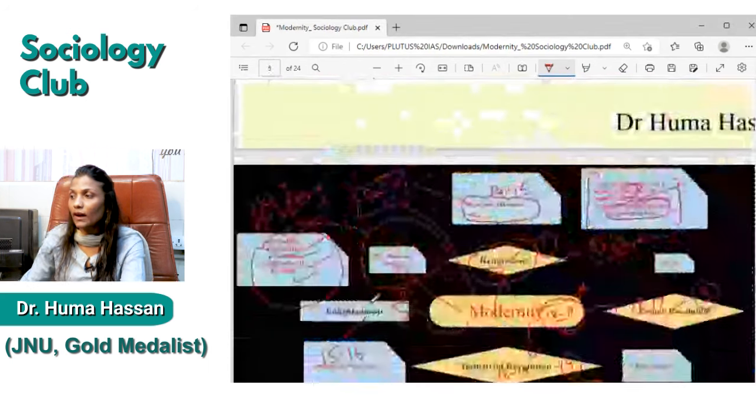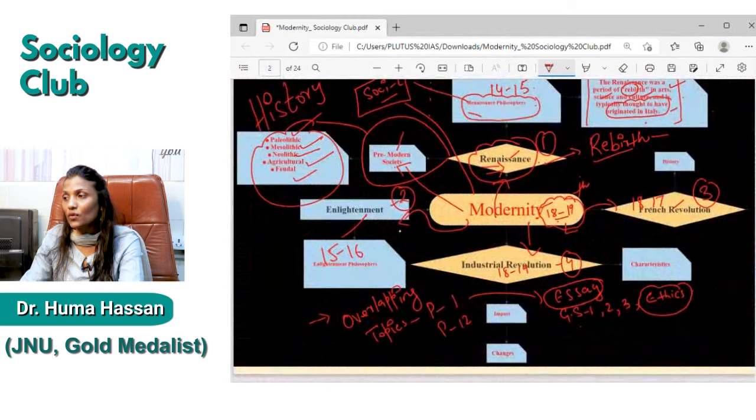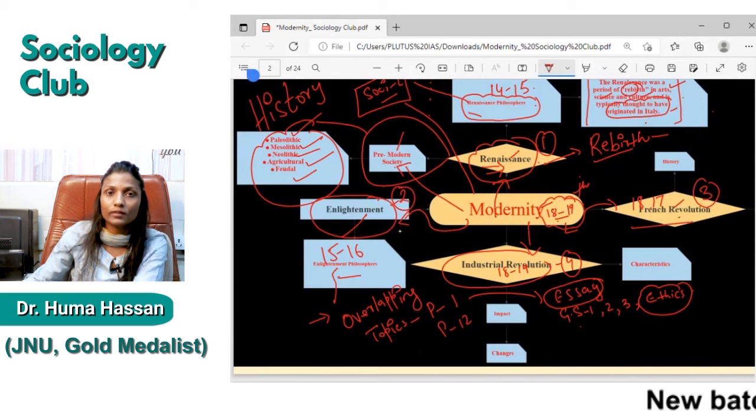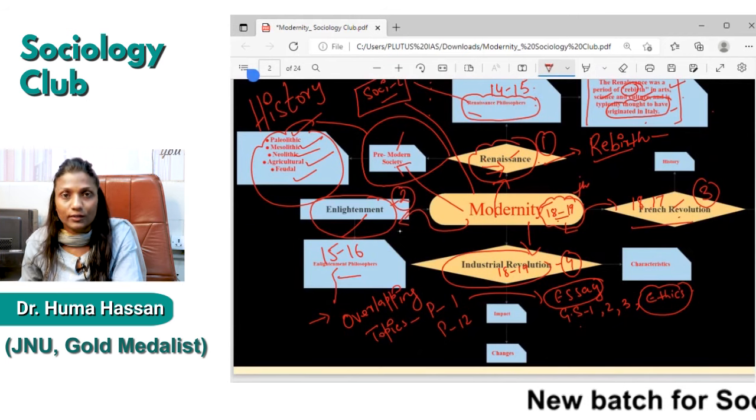Similarly, the way you have divided Renaissance, you need to divide Enlightenment. You also have to divide the French Revolution and the Industrial Revolution. And here you must write, okay, these are the Enlightenment philosophers. As for the French Revolution, I would say again, it is a part of your history.